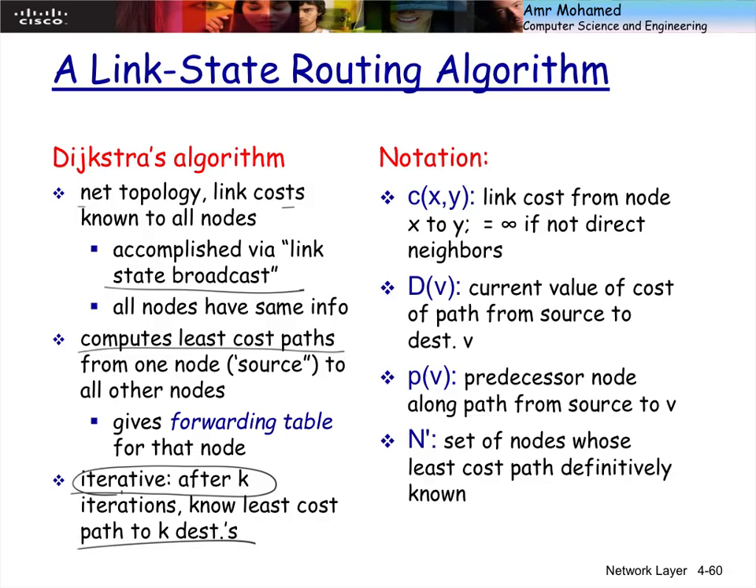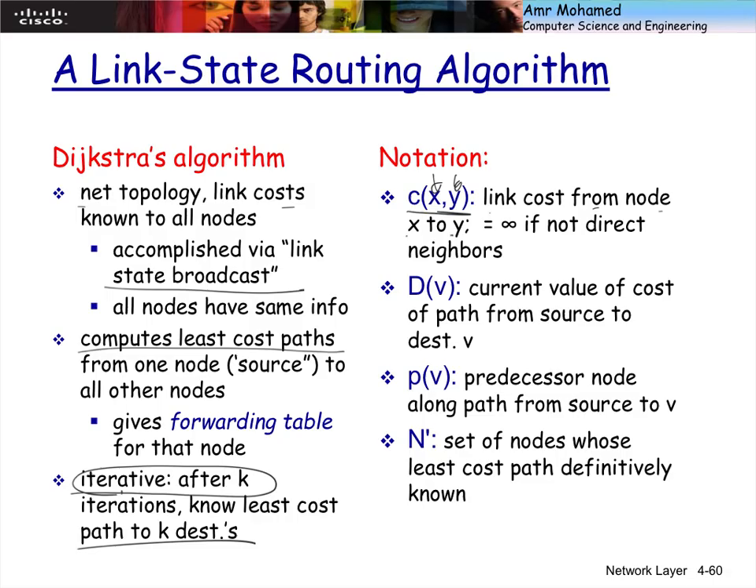Okay, the notation for this is easy. We know that we have the cost for any link, the cost between node X and node Y. This is the link cost from node X to node Y, which by default is known for the directly connected links, but initially, for the indirectly connected nodes, it's infinity. Okay? Initially.